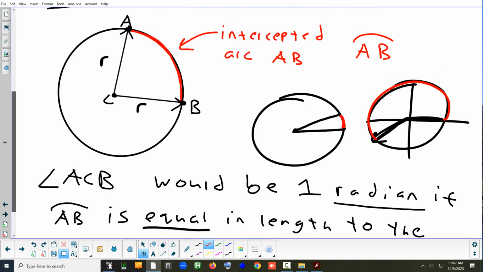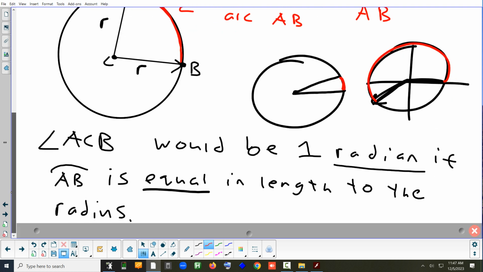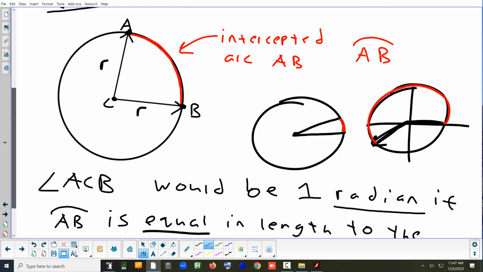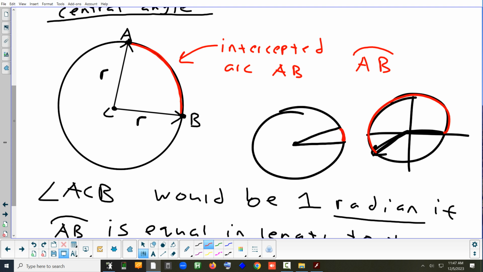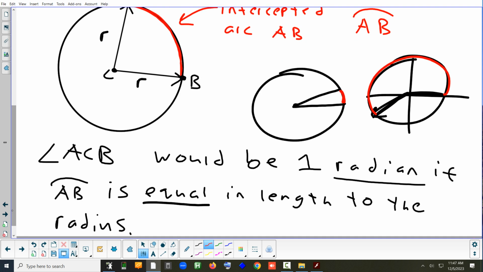But if you draw it so that the length of this arc is equal to the length of the radius, then you've just drawn a picture of 1 radian. So that gives you kind of a visual. That's not perfect. I think that's a little big. Probably bring it in just a little bit. And that's about what 1 radian would look like. Okay, so any questions on the visual, what it would look like?